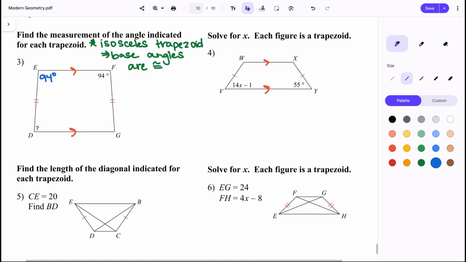So if I wanted to figure out how much the question mark is, think back to what we were just doing. What should the 94 and the question mark do? They should still add to 180 because they're still same side angles. So I'm going to take 180 and subtract 94, and that would leave me with 86 degrees. So this angle is 86. How much is G?